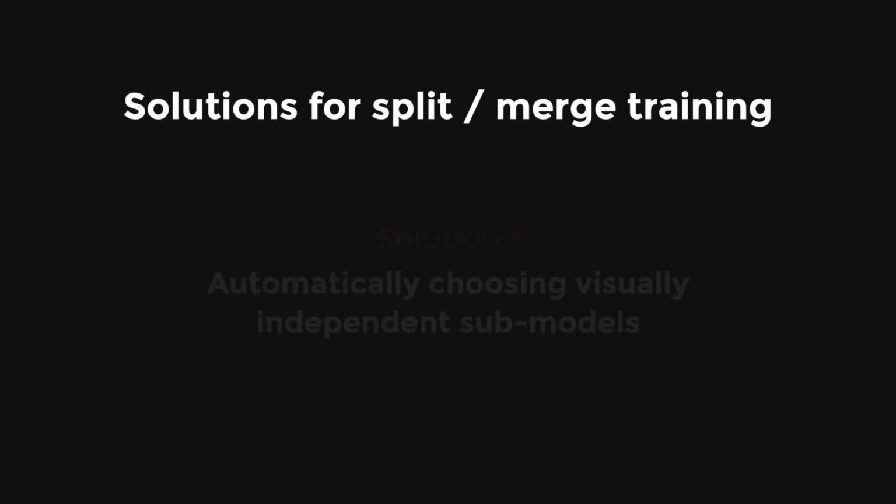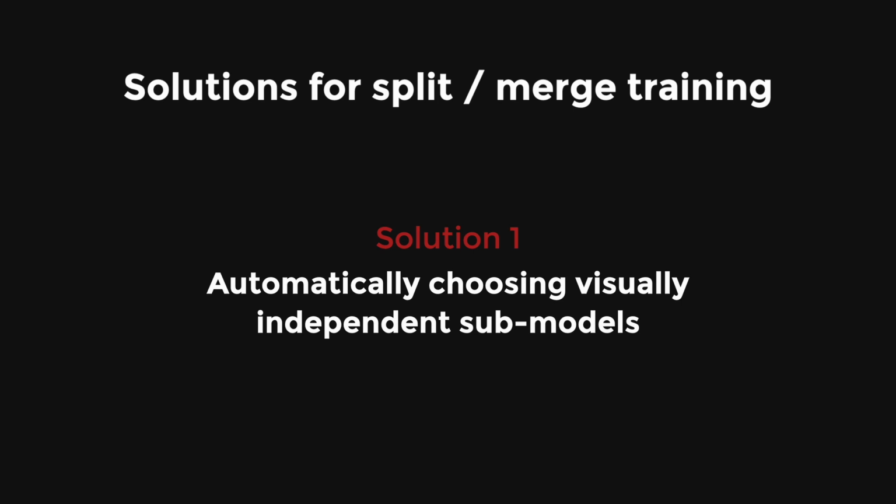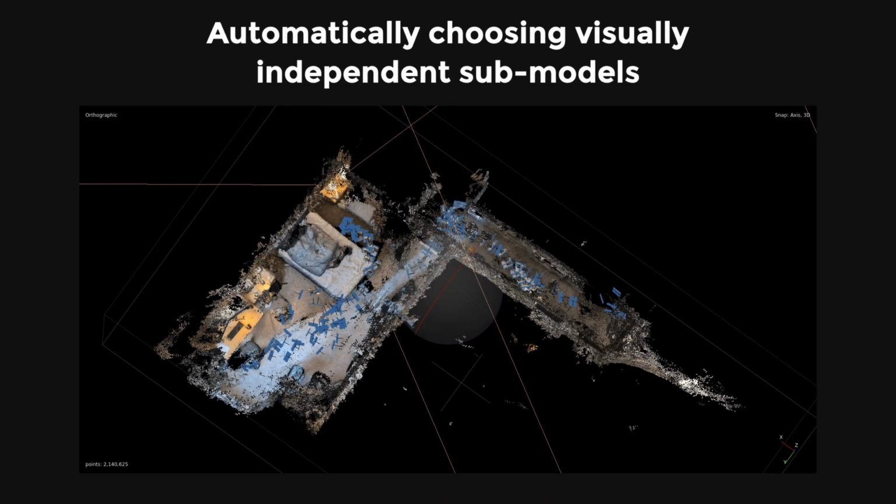The first method that we propose is using graph cutting methods to find visually independent submodels. The idea is if we want to effectively split and merge our training process, we need to find submodels that are visually independent of each other. As an example of how this might work, here is a sample structure from motion reconstruction of an apartment with multiple rooms. It consists of a bedroom, a corridor, and also a washroom.